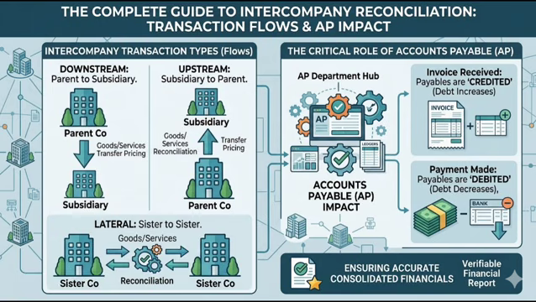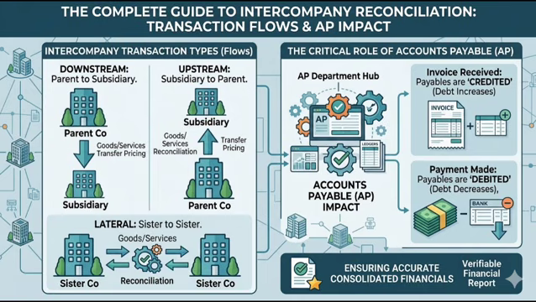Gear Part 2. The critical role of accounts payable, AP. The right side of the graphic highlights the AP department hub. This is where the actual bookkeeping happens. It's important to explain the impact on the ledgers. 1. Invoice received. Payables are credited. When an intercompany invoice arrives, the debt increases. In accounting terms, we credit the payables account. Think of this as adding a weight to the what we owe side of the scale.